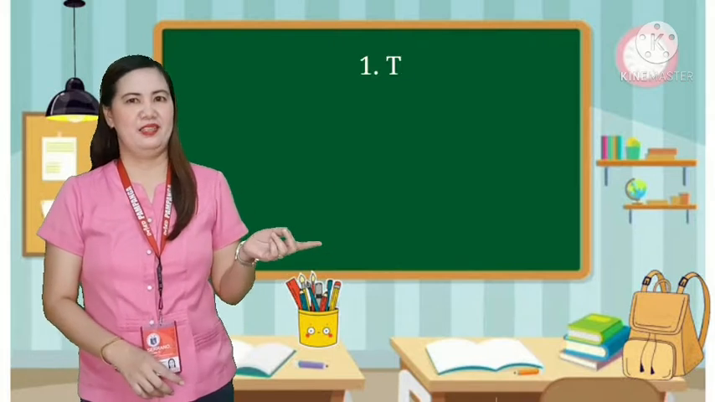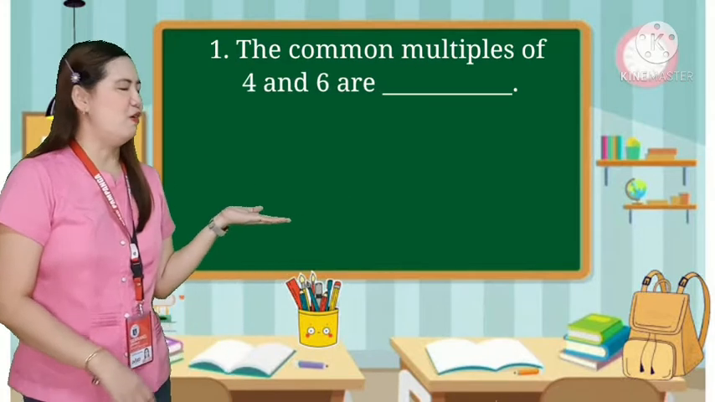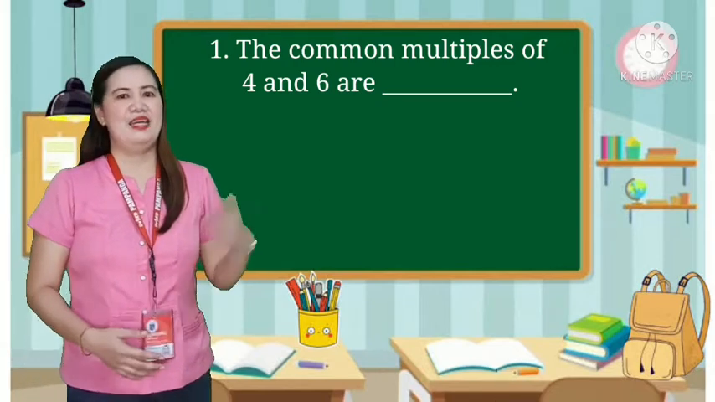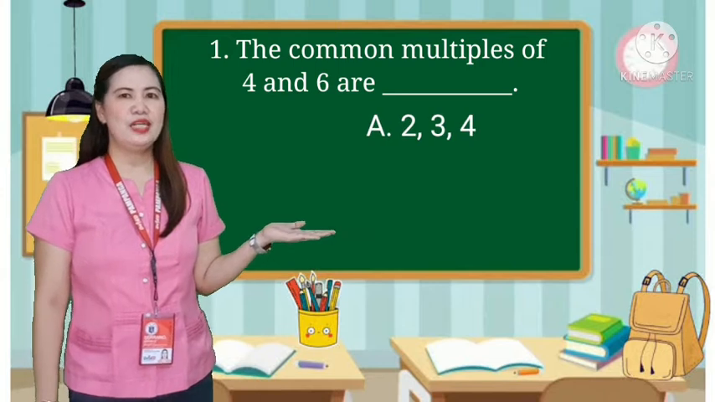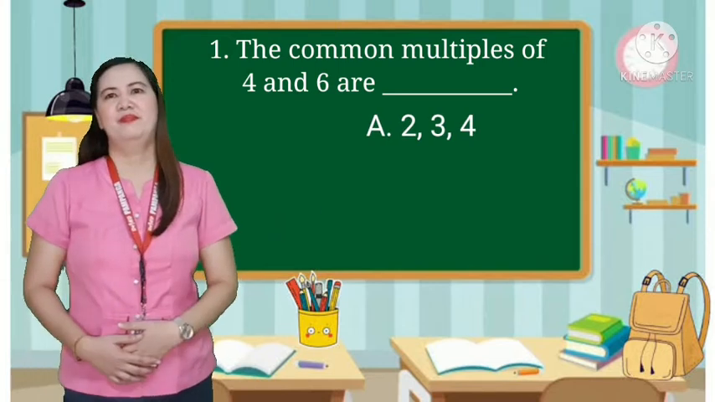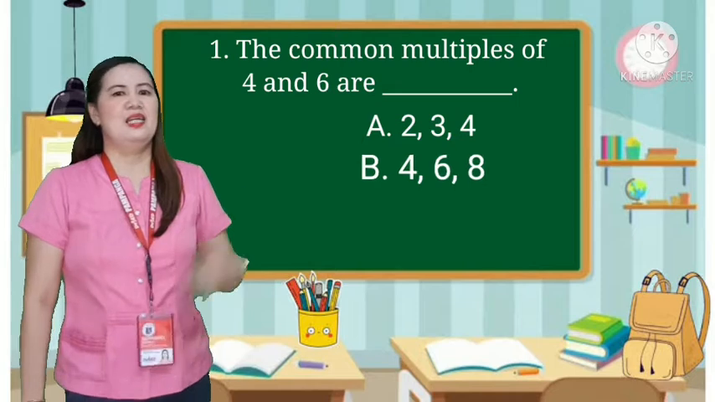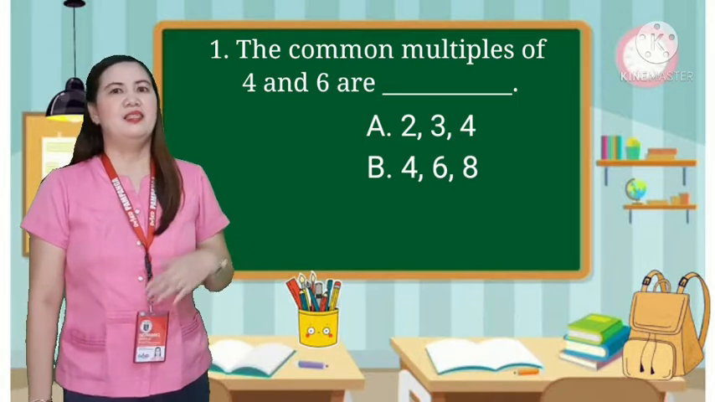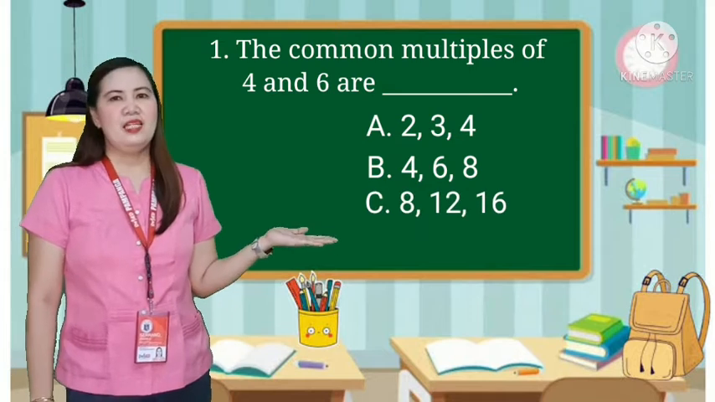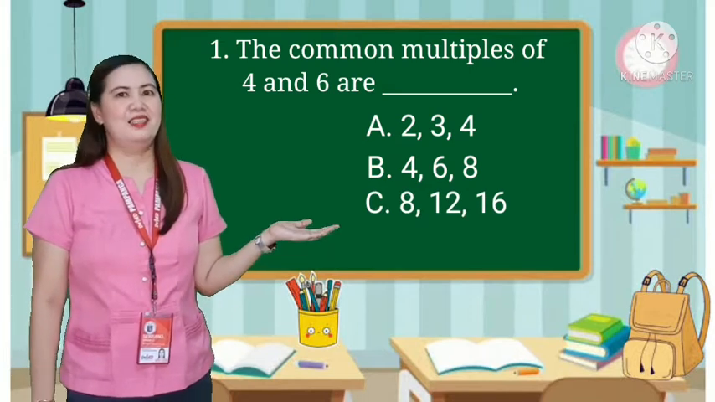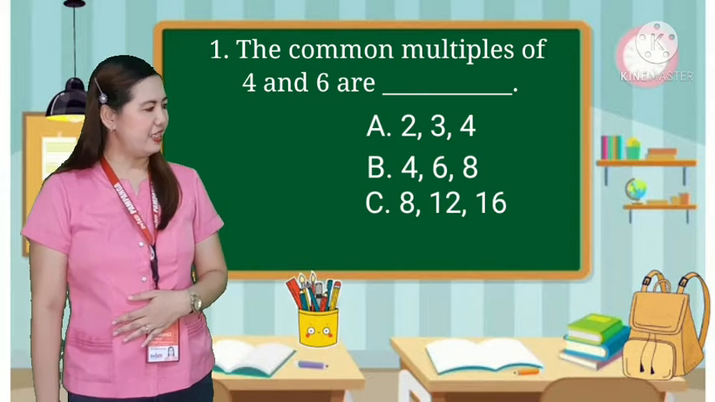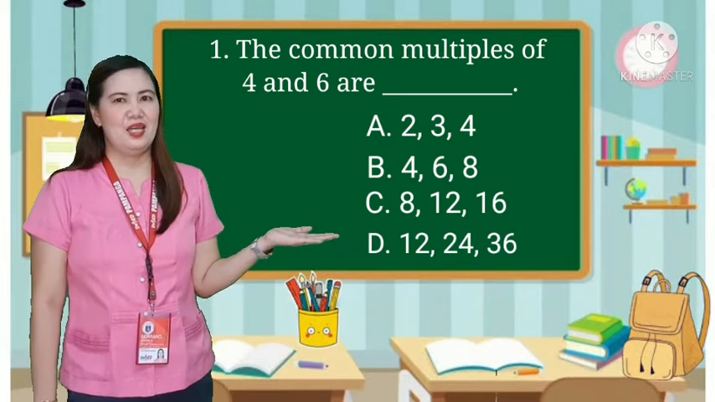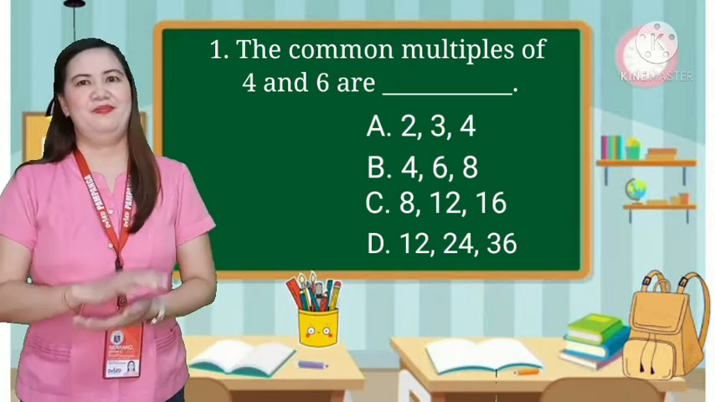Number 1. The common multiples of 4 and 6 are: A. 2, 3, 4. B. 4, 6, 8. C. 8, 12, 16. And letter D. 12, 24, 36. What's your answer?